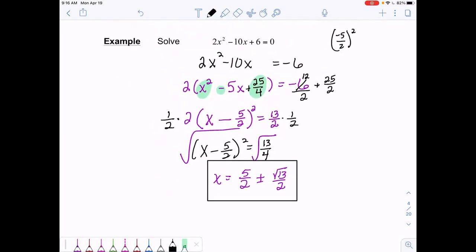Are there questions on completing the square? You remember completing the square in October? Yeah.